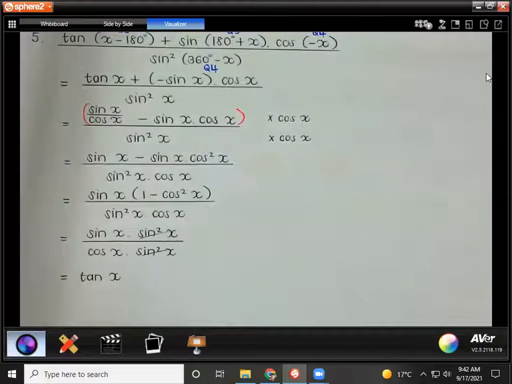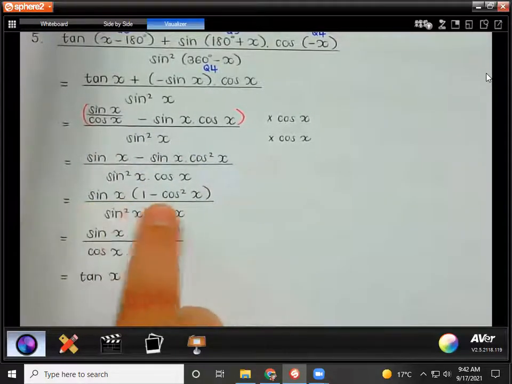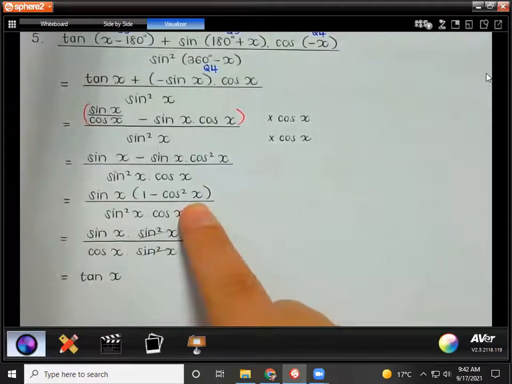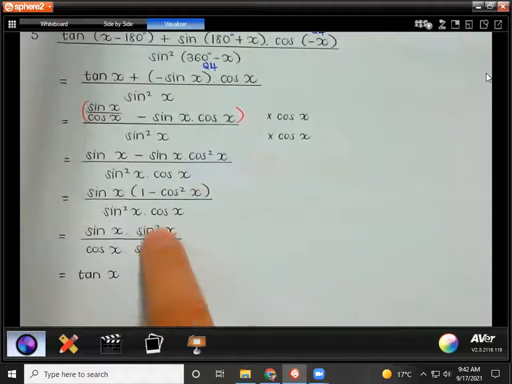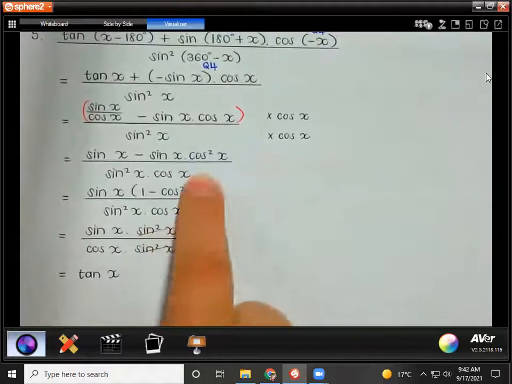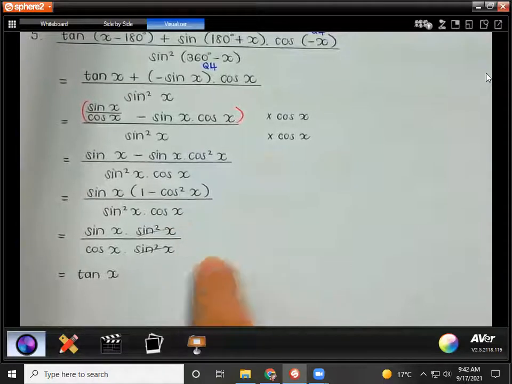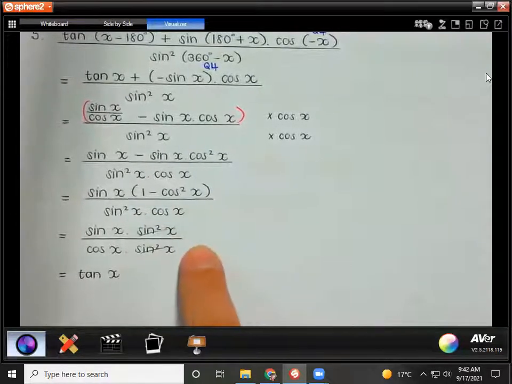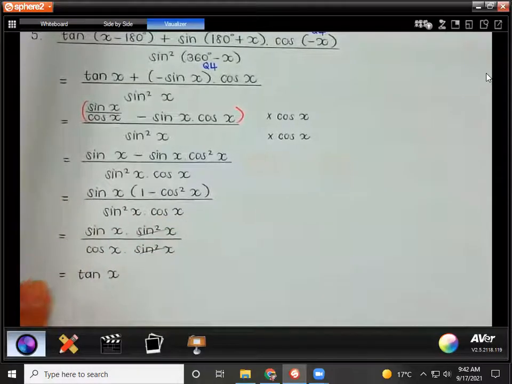Okay, then what I did from there was I took sin x out as a common factor, and I was left with 1 minus cos squared x. I still had the same thing here at the bottom, and then I noticed, okay, I have 1 minus cos squared x, which is actually sin squared x. So I changed it there, that's what I did. And then I actually had a sin squared x at the top and a sin squared x at the bottom, so I could cancel them out. And now I was just left with sin x over cos x, and that is tan.